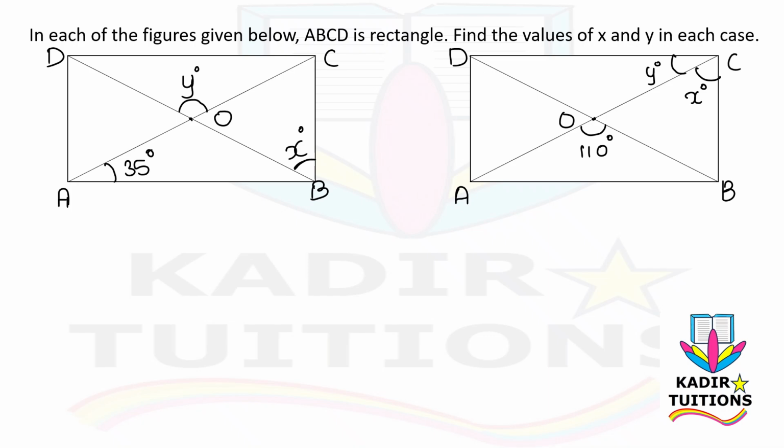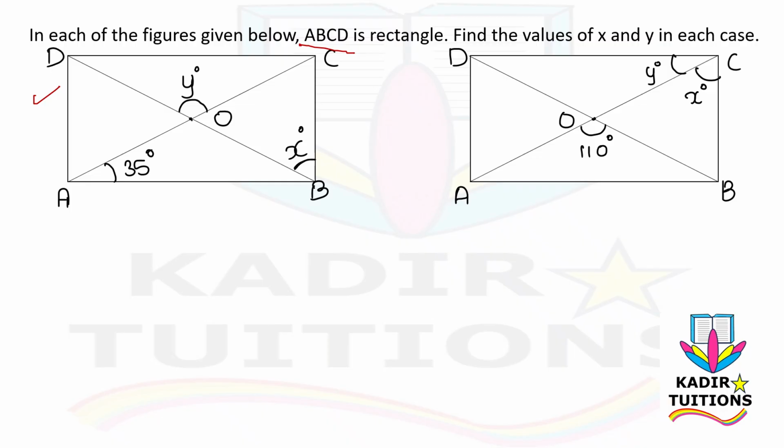Hello everyone. In this video, we are going to see a question. The two figures are given over here and they have mentioned this ABCD is a rectangle. Find the values of x and y in each case. So first let us go through the properties of rectangle and we'll solve the first question.